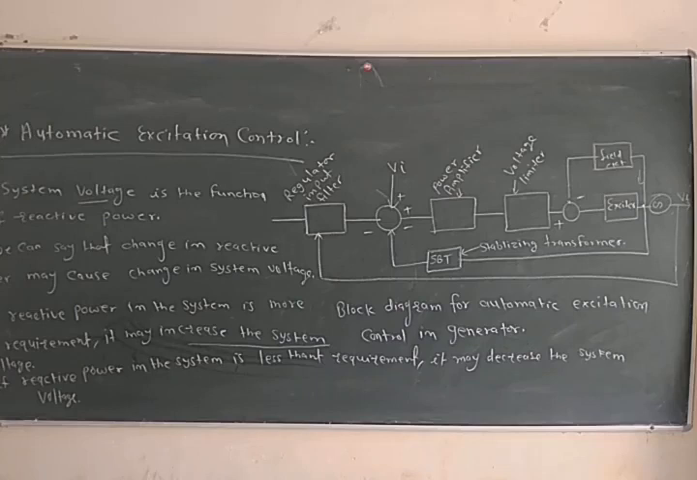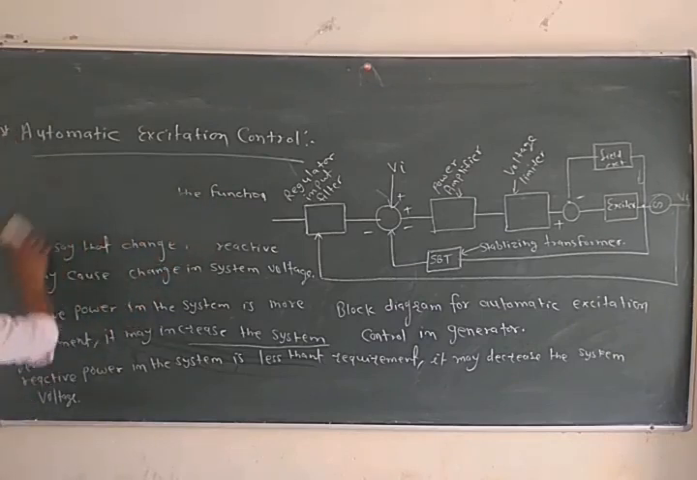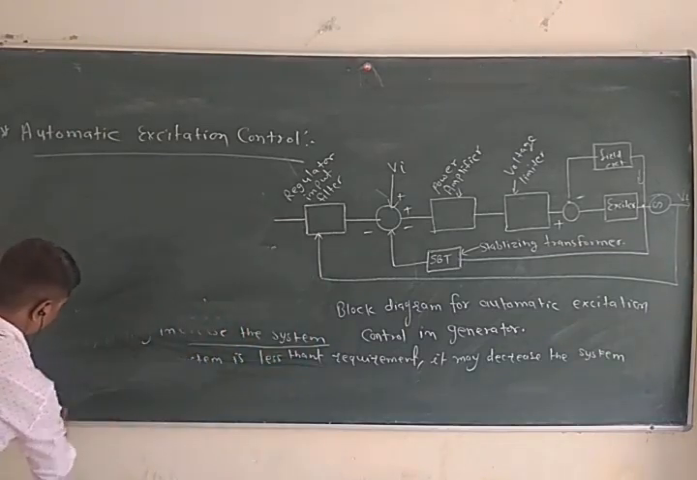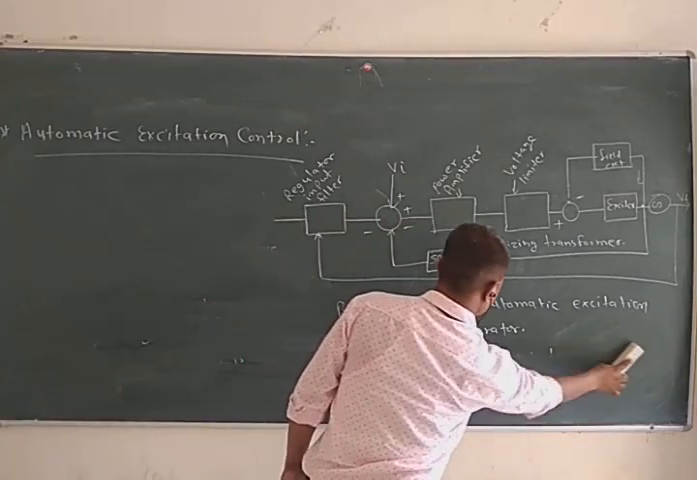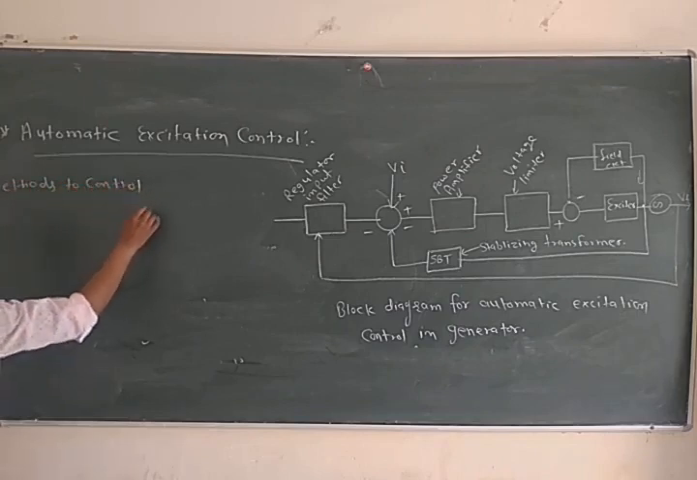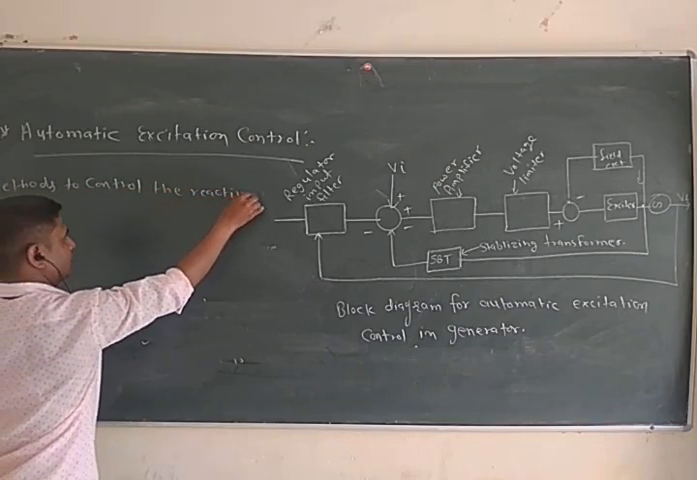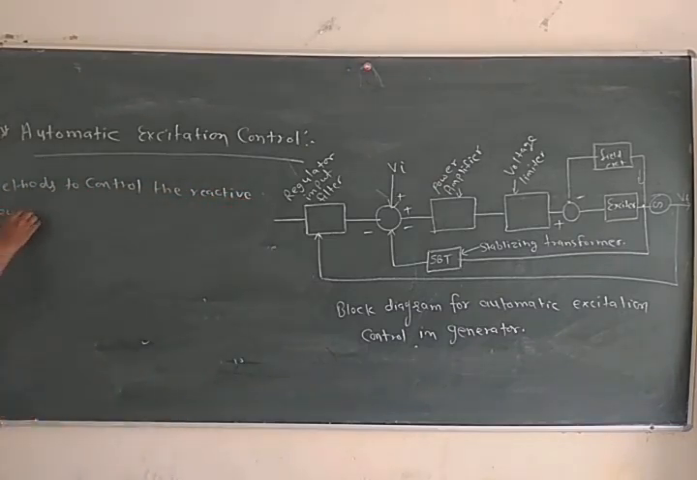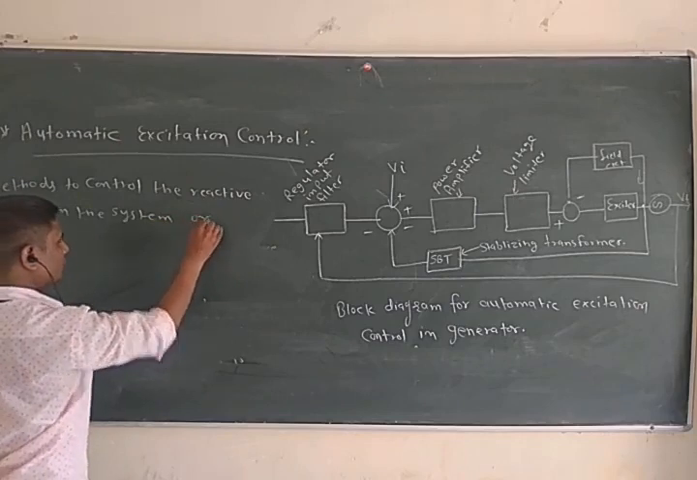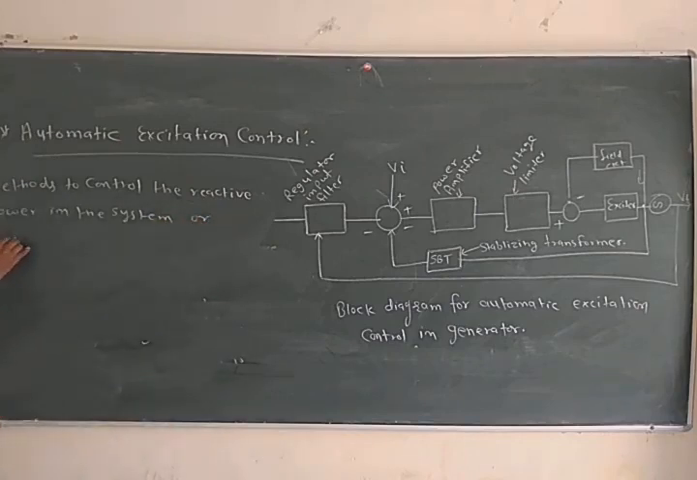To maintain system voltage constant, the next point is methods to control the reactive power in the system, or methods of voltage control.